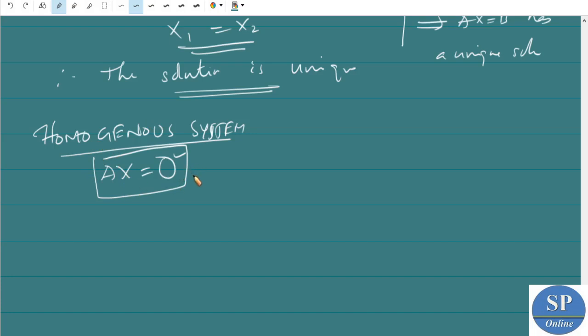Homogeneous system is always consistent. Consistent means a system is consistent if it has a solution.